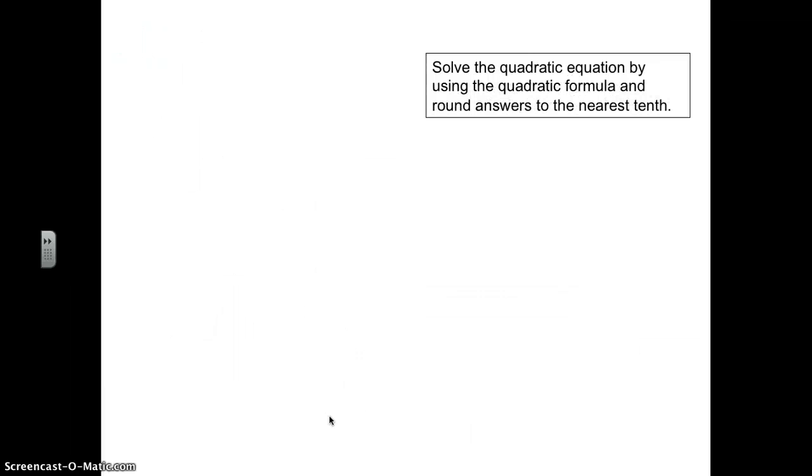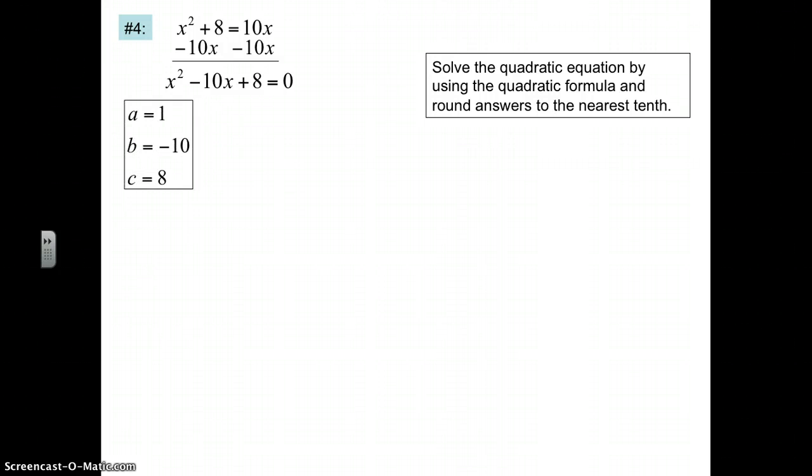Let's see how this works again. All we're doing is substituting values. Solve this to the nearest tenth. Now, be careful, this is not equal to 0, so I need to make it equal to 0. So I'm going to minus 10 on both sides, and I'm left with x squared minus 10x plus 8 equals 0.